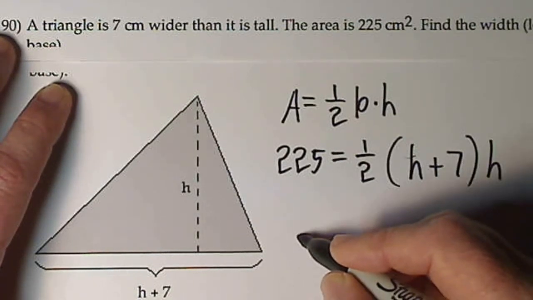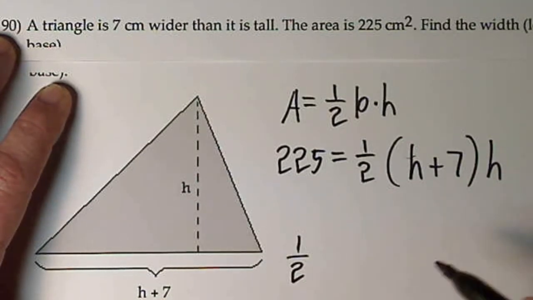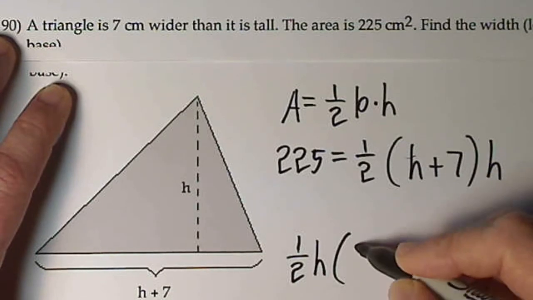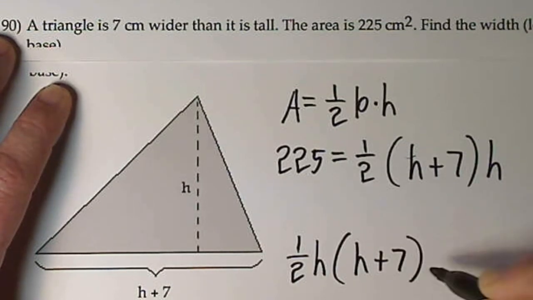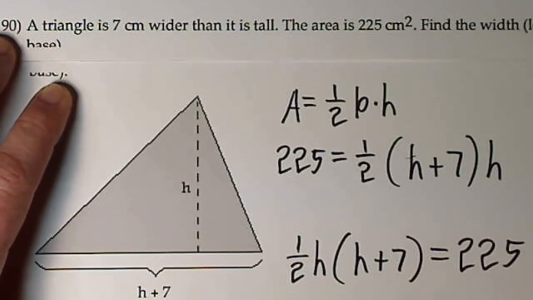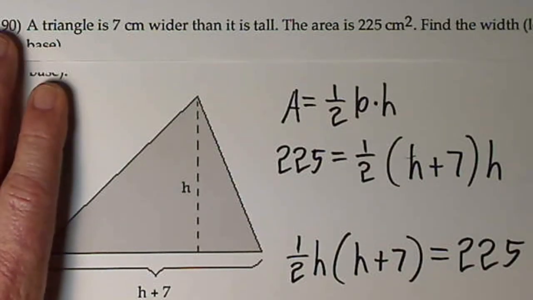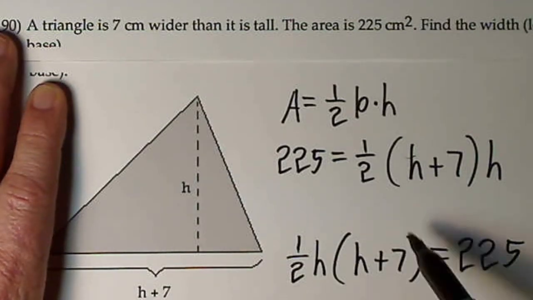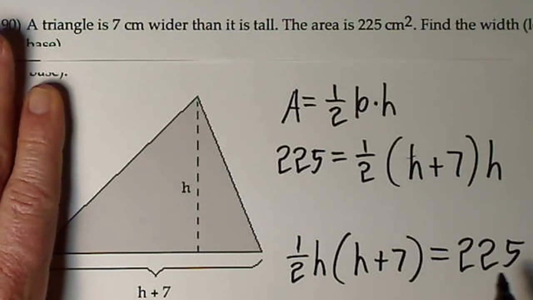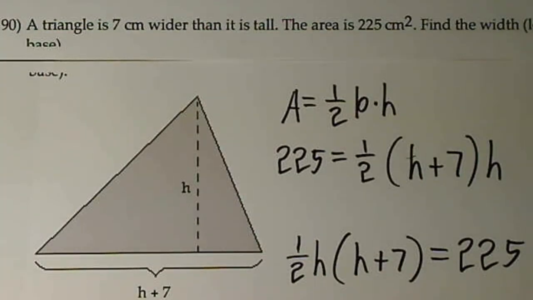I'm going to say 1/2 h times h plus 7 equals 225. Okay, and now I could send in my 1/2 h. This 1/2 is going to make things kind of complicated for factoring. We can do it, but we talked about clearing of fractions early in the semester, so let's go ahead and do that. Let's get rid of the 1/2.